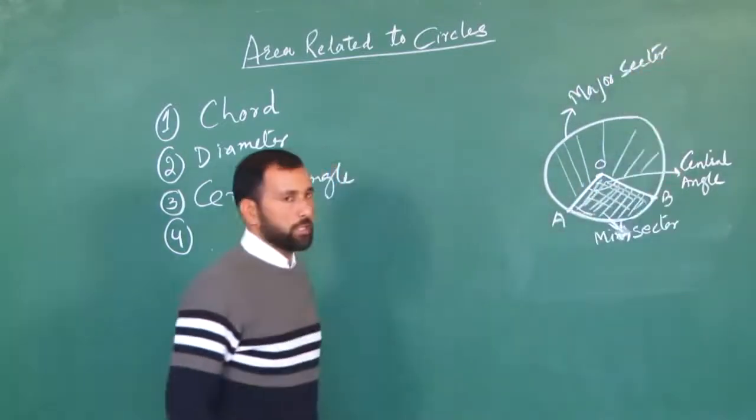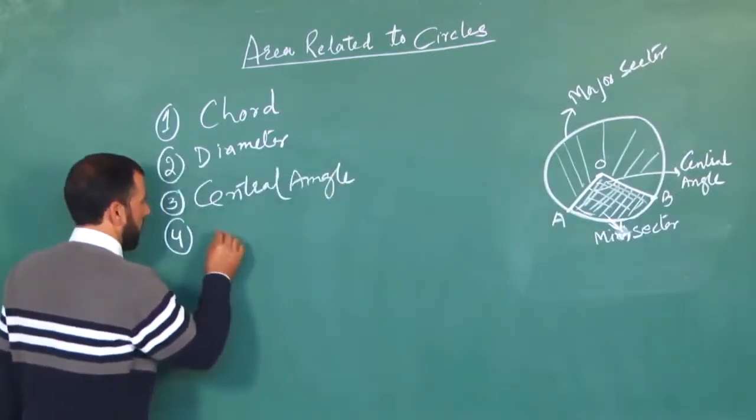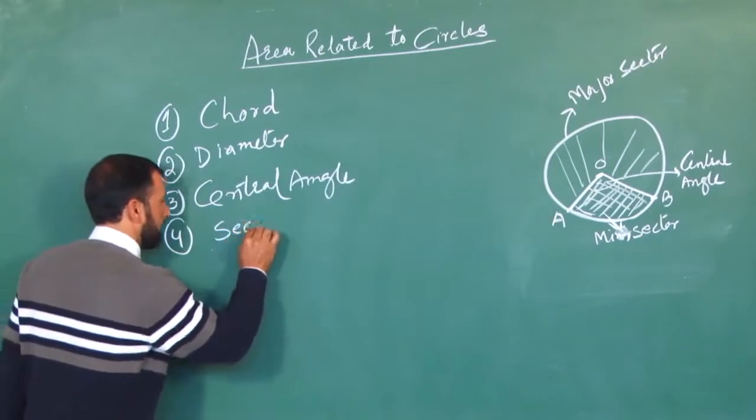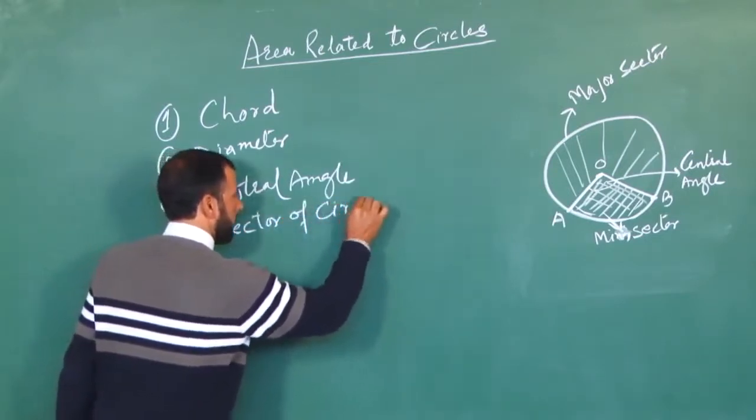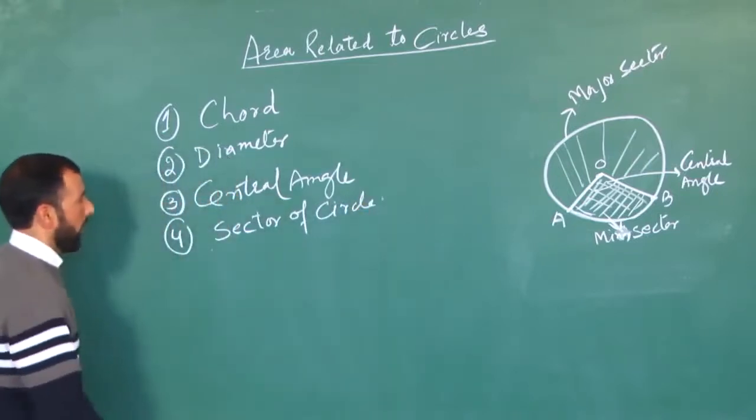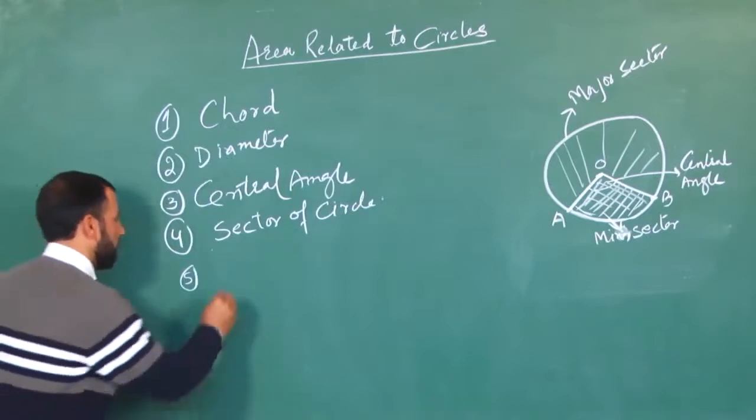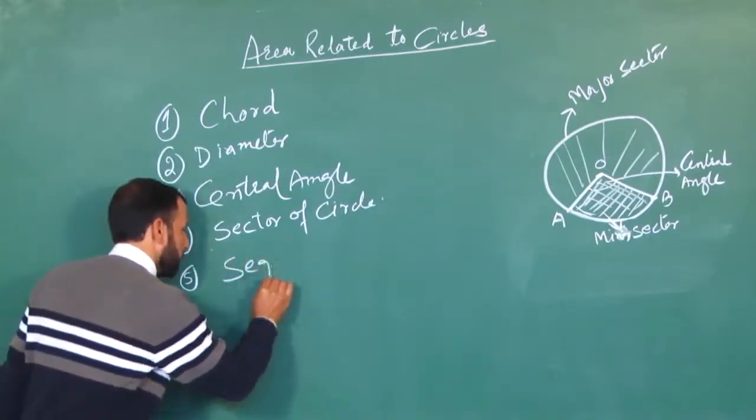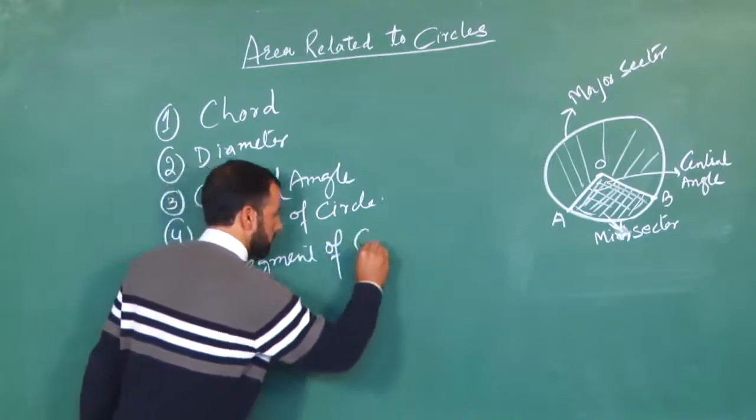Known as major sector. Now another point is here, central angle. Then we have the fourth point, sector of a circle. Now we have another point here, that is segment of a circle.